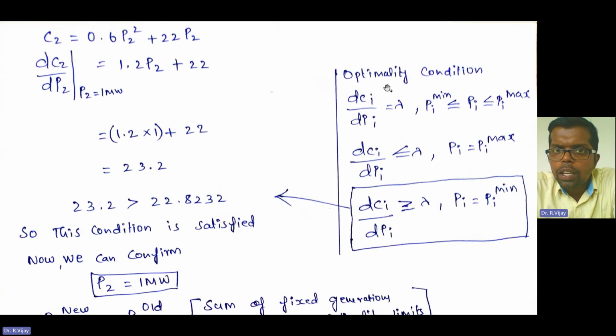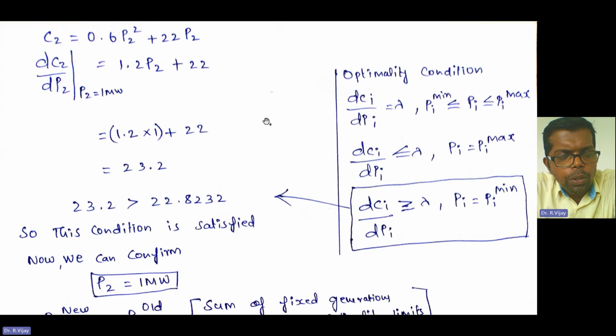If not, you just go back to my previous class and search for the lambda iteration method. That video I will also give in the description and in the comment section. You just go and watch this lambda iteration method, and the optimality conditions we already did.